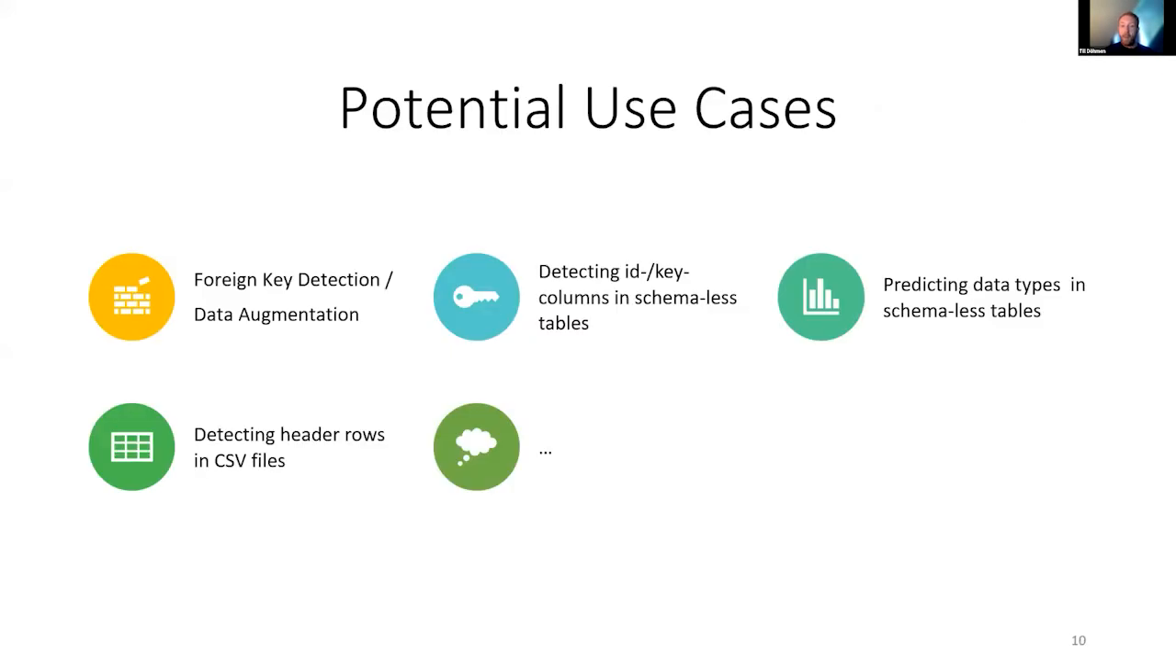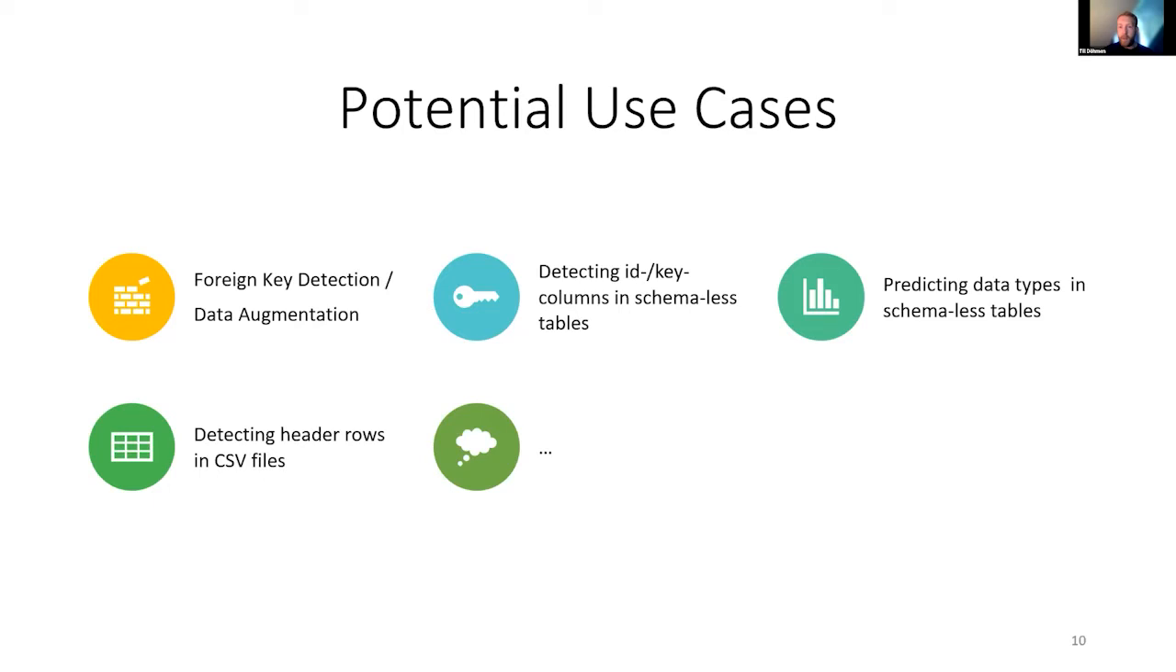And beyond foreign key detection, we think it opens up possibilities for other interesting use cases as well, because we have primary key information from all these different schemas. We know how primary key columns are called in all those different schemas, and we could maybe learn also an NLP-based model or develop other kinds of heuristics which predict which columns are ID columns in, for example, CSV files. Or we can predict data types as well for schemaless data.